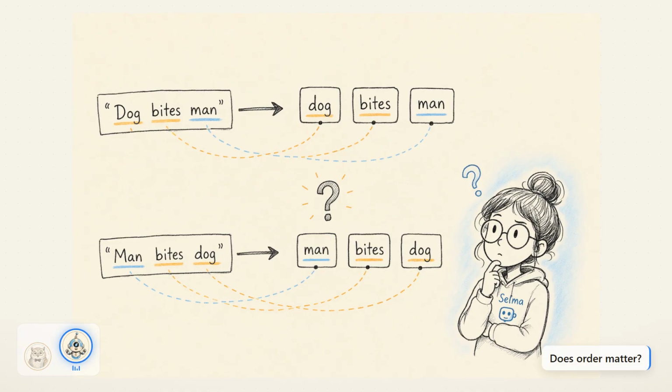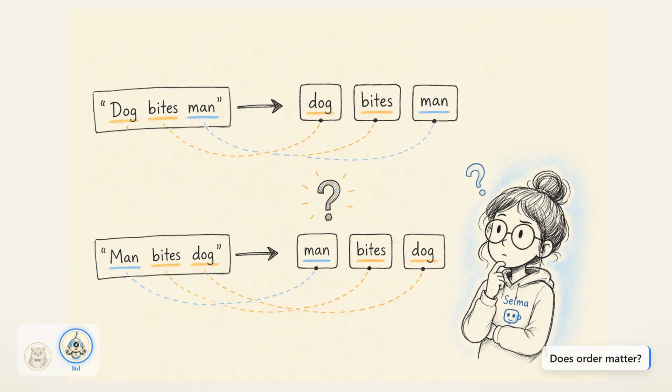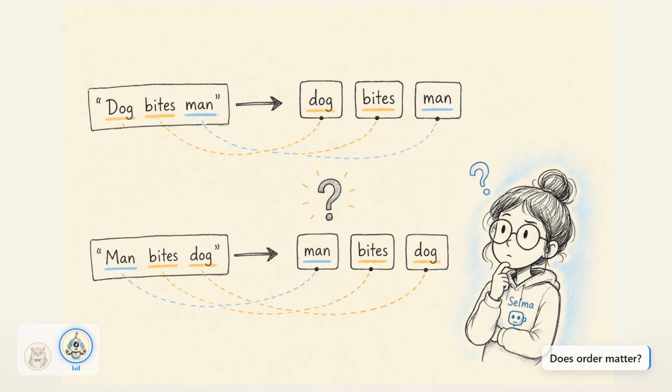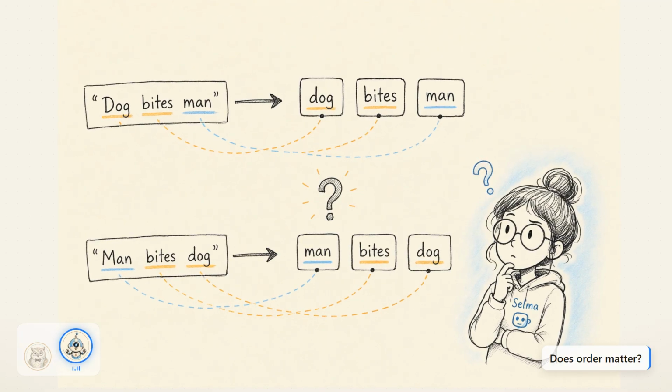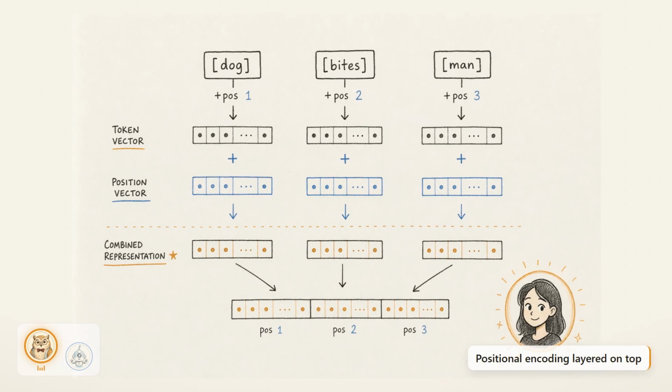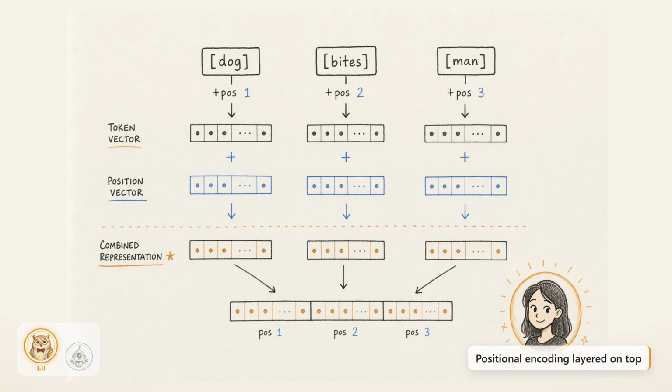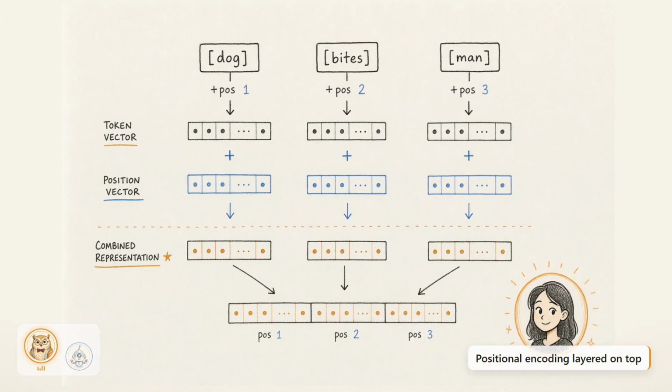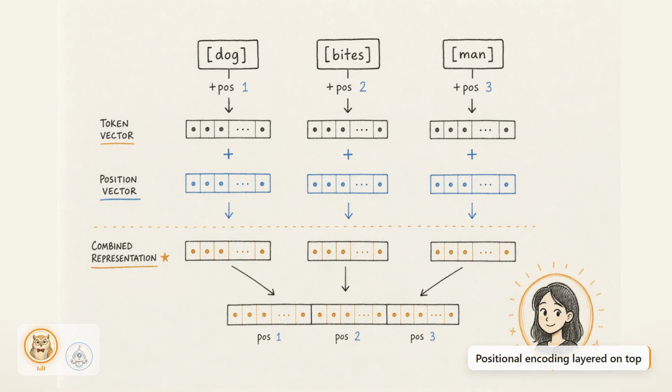Still nags at me. Dog bites man versus man bites dog. Same words. Very different afternoon. Do the vectors know the order? Sharp catch. On their own? No, dog is the same vector wherever it sits. So the model adds a second signal for each token's position. Order gets its own numbers, layered on top of meaning. How it uses all that? That's next time.